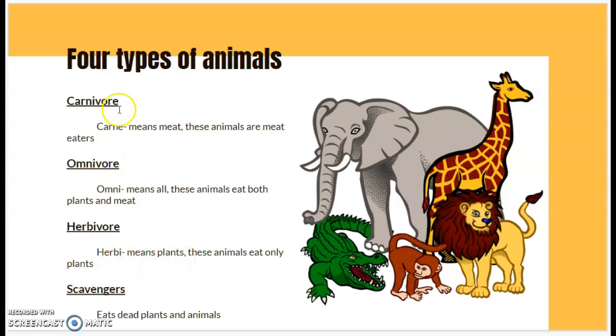So omnivore eats both, carnivore only meat, herbivore only plants, and scavengers eat dead plants and animals. Okay, they're kind of like our decomposers. They're scavengers. They only eat dead things.